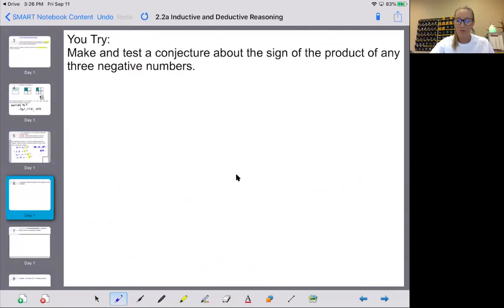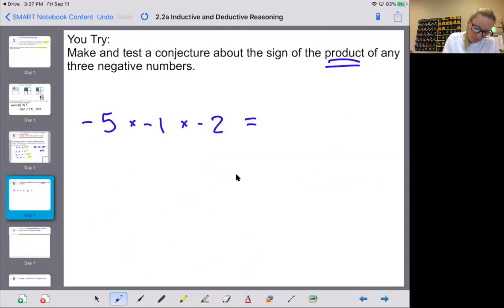All right, so make and test a conjecture about the sign of the product of 3 negative numbers. Any 3 negatives. So it doesn't have to be in a row. So I'll do -5. Now it says product, right? What does product mean in math? It means to multiply. Times -1 times -2, let's say. So that would be -10, right? All right, let's do -2 times -3 times -7. So that would be 6 times 7 is 42, so -42.